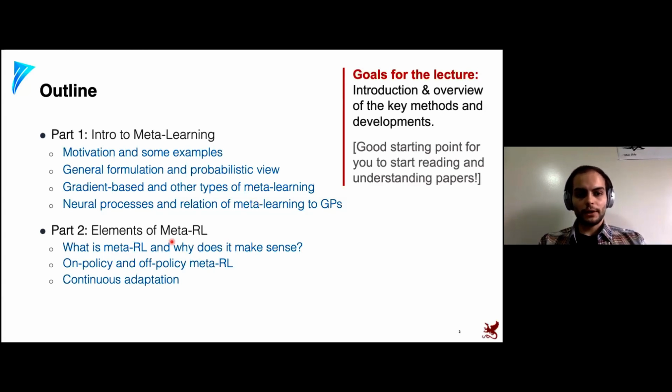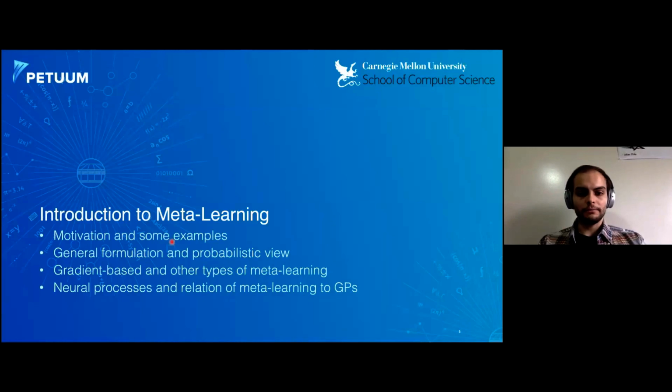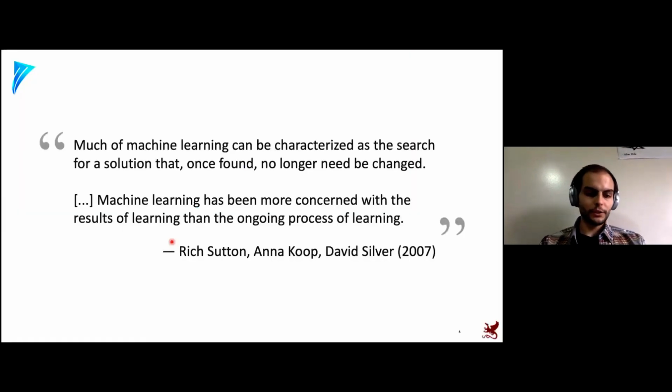All right. So let's get started then with the first part, the intro to meta learning. I'd like to start with this quote that you see on the slide from a paper by Rich Sutton, Anna Koop, and David Silver, from 2007, where they say that much of machine learning can be characterized as a search for a solution that, once found, no longer needs to be changed.